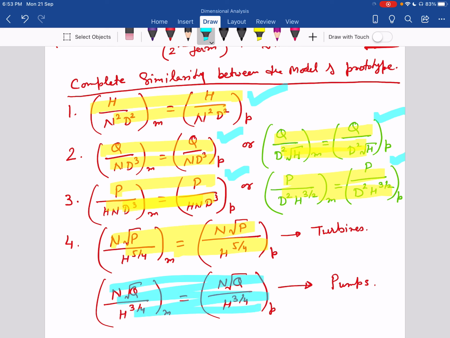So for complete similarity of turbines and pumps, I can use these four relations. These four relations I can use as similitude laws in turbines and pumps. So this is all about the model testing of turbines and pumps. Now you can apply these equations in problems, in numericals. Okay, so thank you.